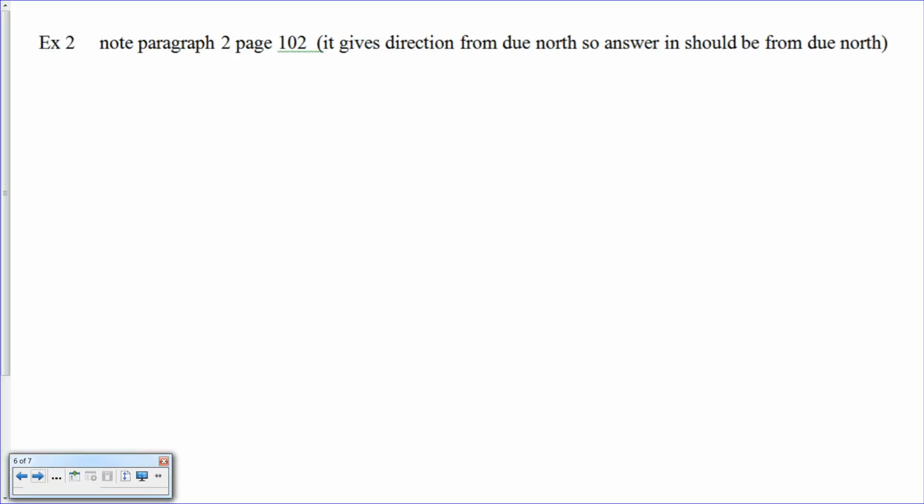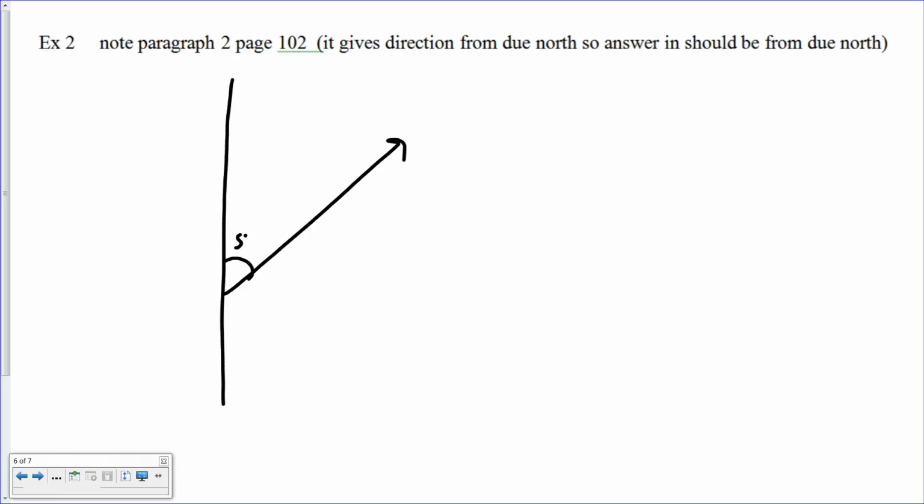A plane is flying at 170 miles per hour with a heading of 52.5 degrees. The heading is the actual starting direction of the plane. Because it doesn't give it in bearing, I'm thinking from due north. Therefore, first starting, I'm going to draw a north-south line, 52.5 degrees, and it's going to be 170 miles per hour.